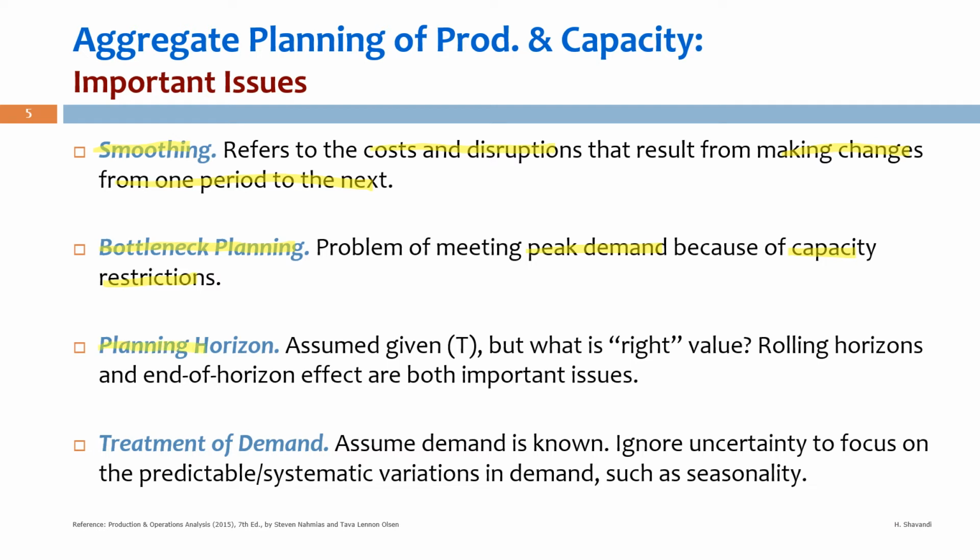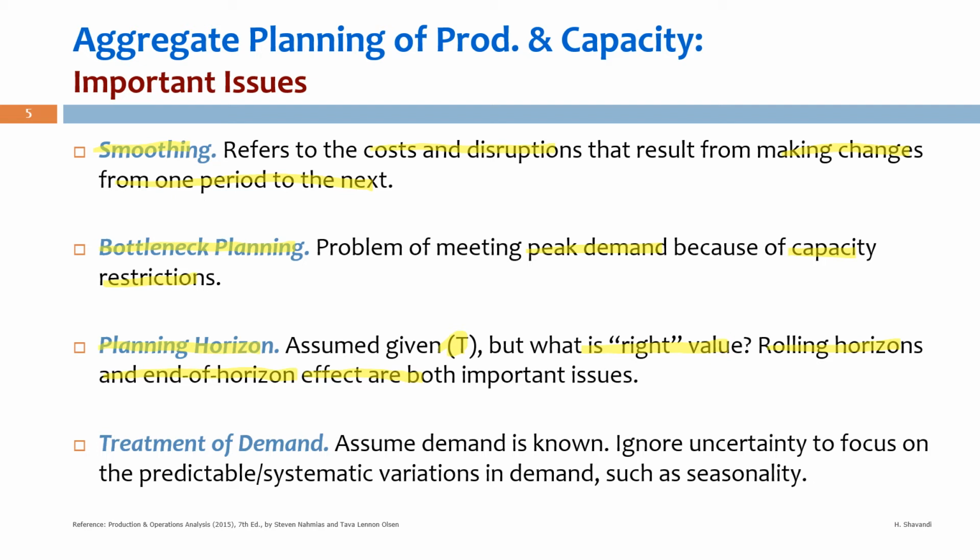Planning horizon, here we are assuming T as the length of the planning horizon, but the question here is what's the right value? Or what's the impact of, I mean the effects of one horizon on the next, I mean rolling horizon and end of horizon effect. At the end of the horizon we may not be able to clear the stock, so we'll have end inventory, which will impact the next horizon, right?